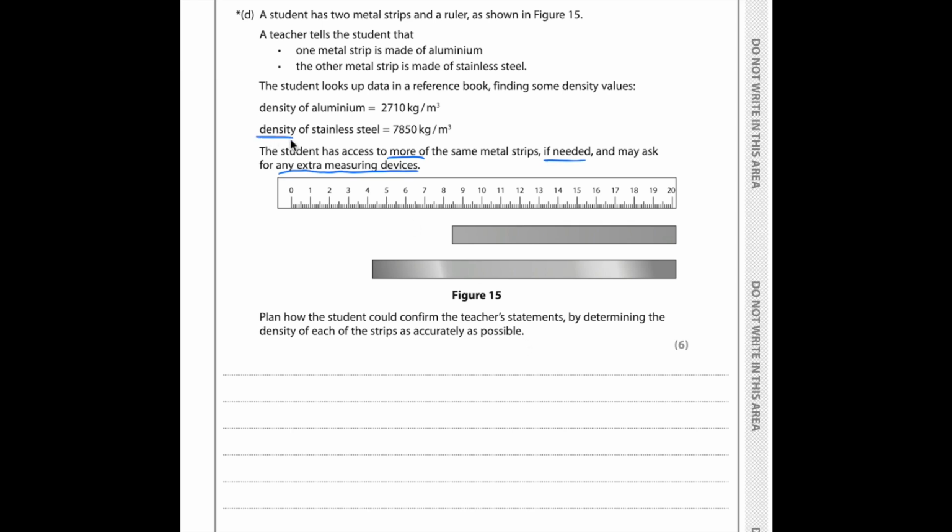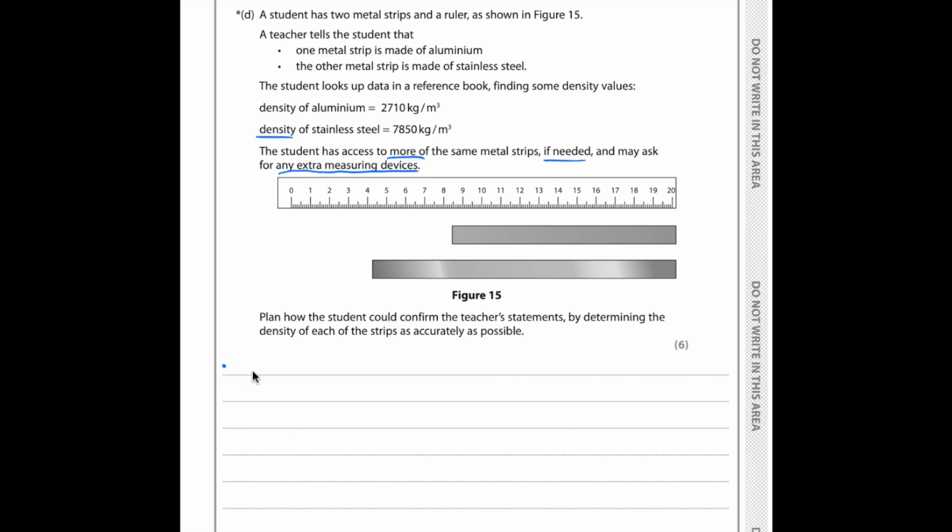So they're talking about the density. Now, we don't know which strip is aluminium and which is steel. So if I find out the density, we'll know which one's which. And we'll even find out if it is aluminium or steel. It might not be either of them.